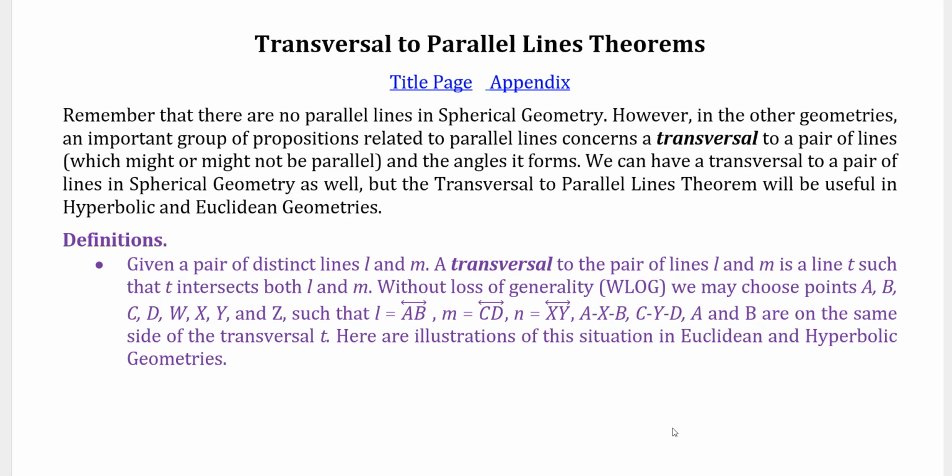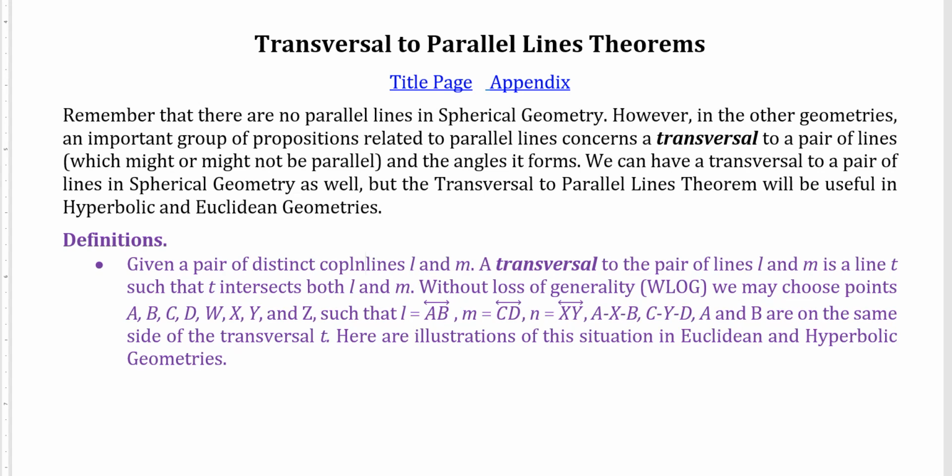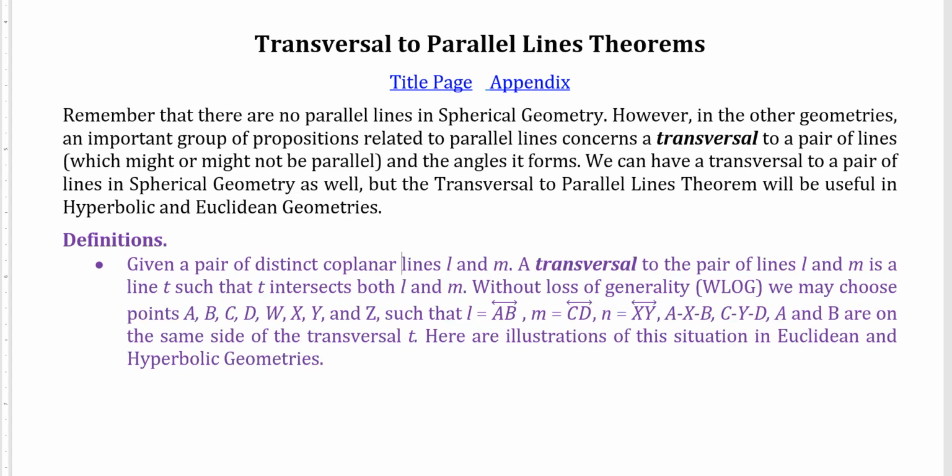So first of all, what's a transversal? So here's the definition. Given a pair of distinct lines L and M, a transversal to the pair of lines L and M is a line T that intersects both L and M. Let's go ahead and add one more thing. Let's make these lines coplanar. So given a pair of distinct coplanar lines L and M, a transversal to the pair of lines L and M is a line T that intersects both L and M.